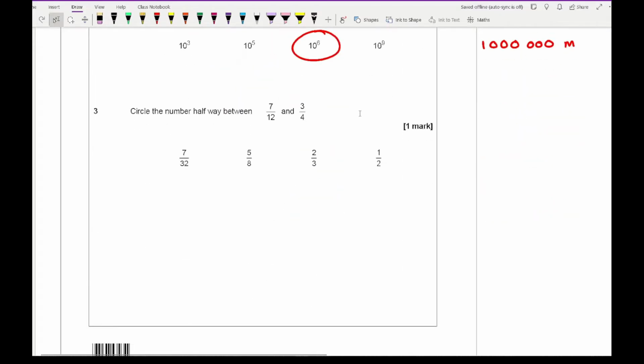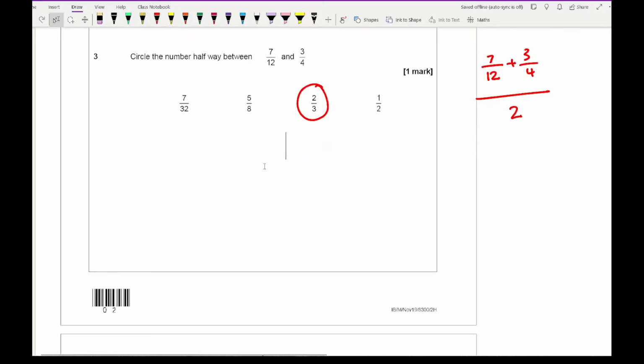For question 3, circle the number that's halfway between 7/12 and 3/4. Well, for this all I need to do on the calculator is simply add the two fractions up and then divide that by 2, and that should give me the answer of 2/3.